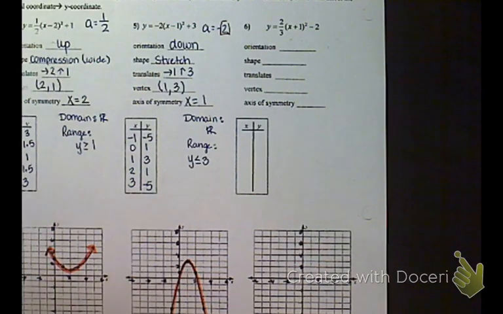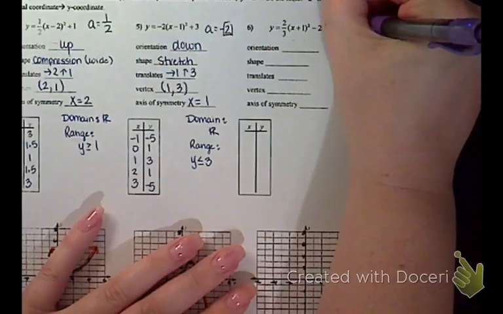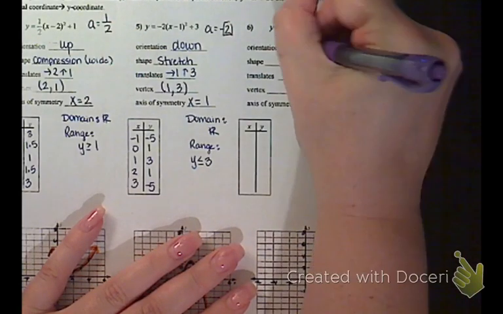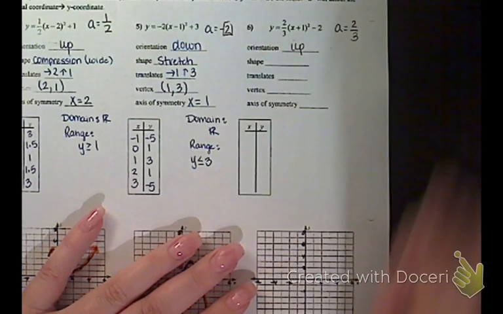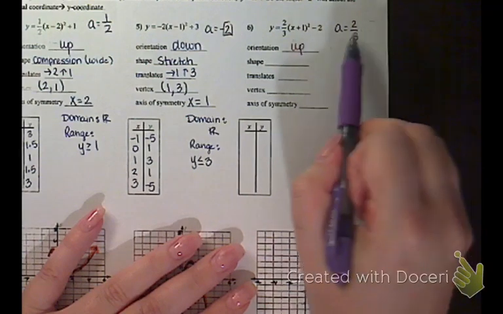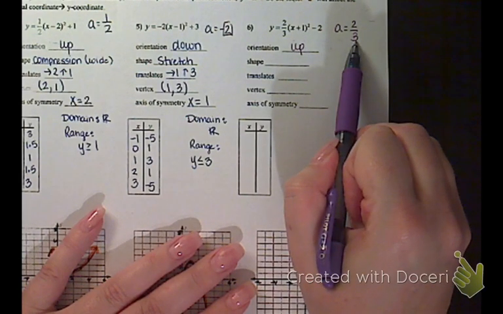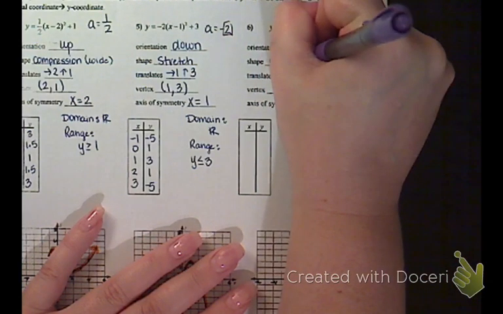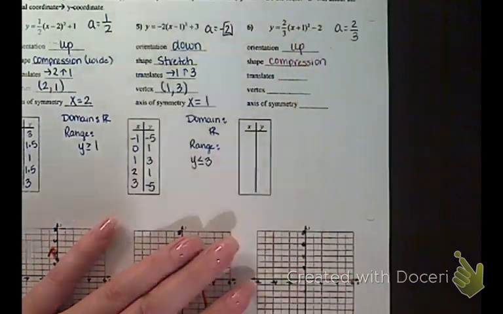Here we go. So here I have a equals positive 2/3. Because it is positive, remember your orientation is up. So 2/3 is between 0 and 1, right? It's less than 1, which means I'm going to have a compression. My graph's going to be wider than the parent function.